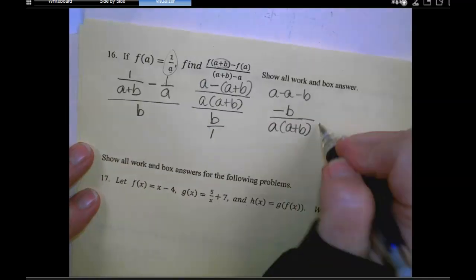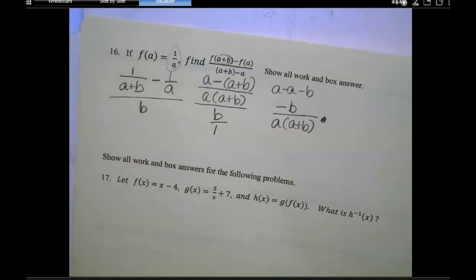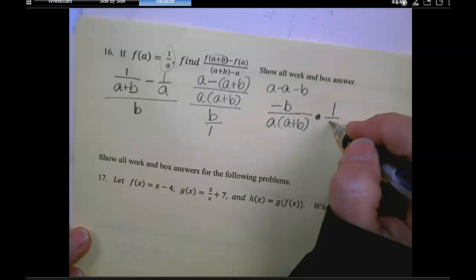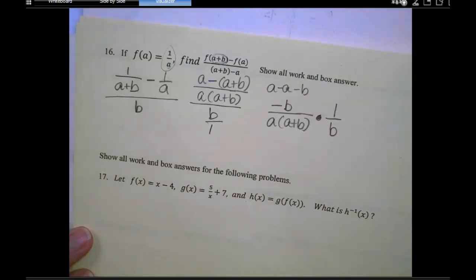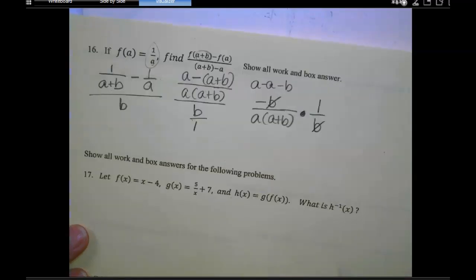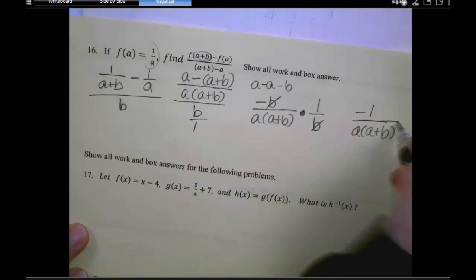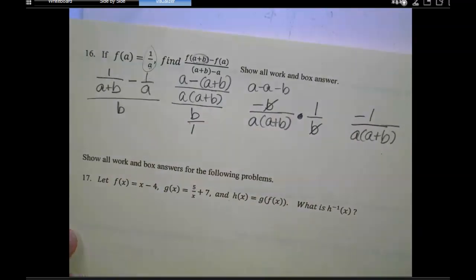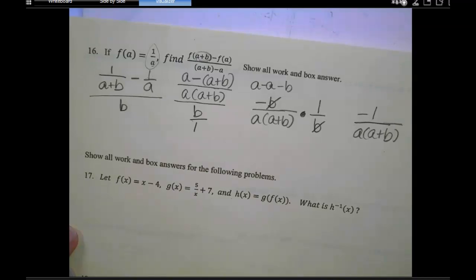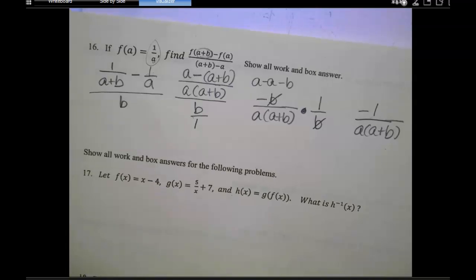I change it to multiplication and I flip it. So look, I put a 1 underneath the b, so when I flip it, it ends up being 1 over b. So what's going to cancel? The b is going to cancel, but what did not cancel? The negative. So I'm going to end up with negative 1 over a times a plus b. Okay, are we good? I'm going to work 17 and 18 and then I'll be done.